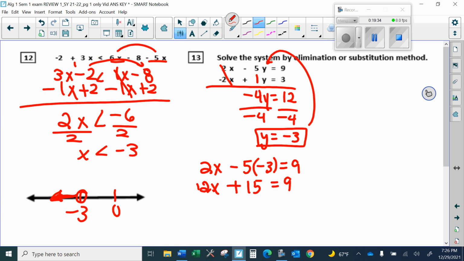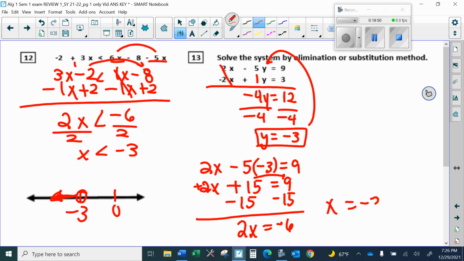The coefficient is positive on the x. I'm going to leave it there, which means the constant is moving to the other side. Same things I've already been saying over and over. So now I have 2x equals 9 minus 15 is -6. Last step, divide by 2. You get x equals -3. So now we have our point: -3 for the x and -3 for the y.